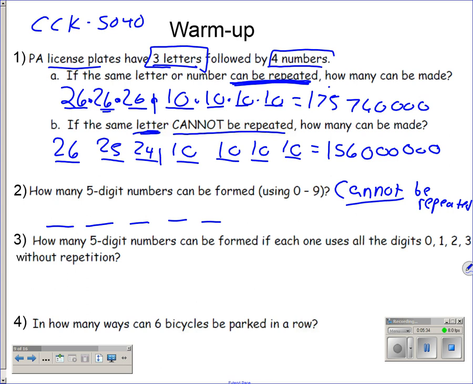10. 0 to 9, there's 10 options. I cannot repeat the numbers, so whatever number I pick here cannot be here. So how many options do I have? 9, 8, 7, 6. 30,000.